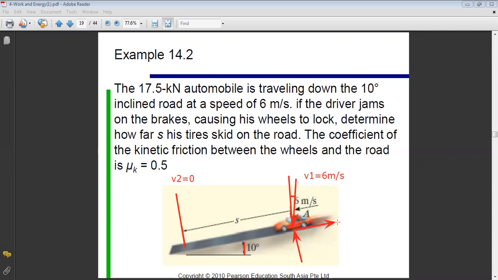Okay, so now if we want to apply the principle of work and energy, what is the equation we can write? We can write half times the mass, which is 17.5, and pay attention to units. Here you should convert to Newton, so times 10 to the power 3 to convert to Newton.